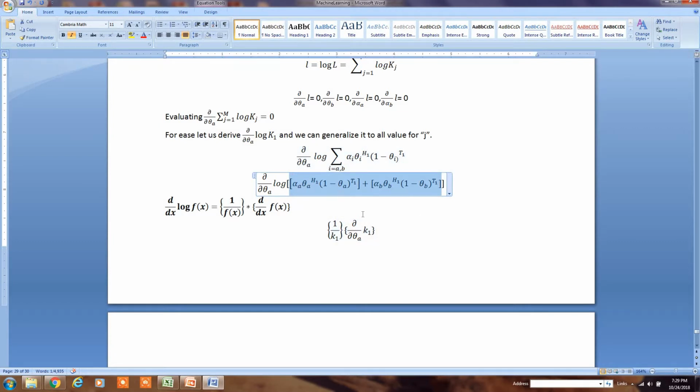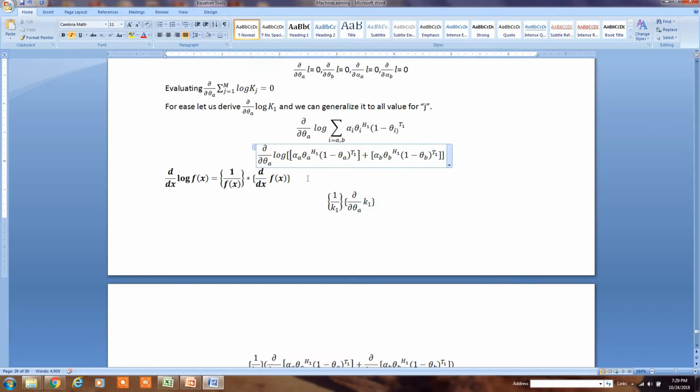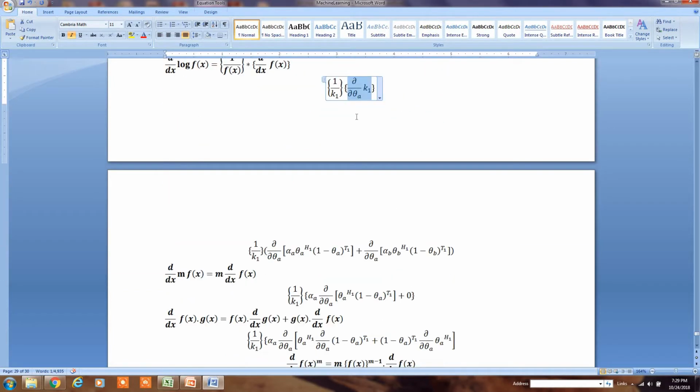So when we differentiate this, the result will be 1 by k1, then partial differentiation of k1. Sorry, this one is 1 by k1 and this one is differentiation of k1 in respect to theta a. So once we expand it, we will get 1 by k1, then differentiation of k1.